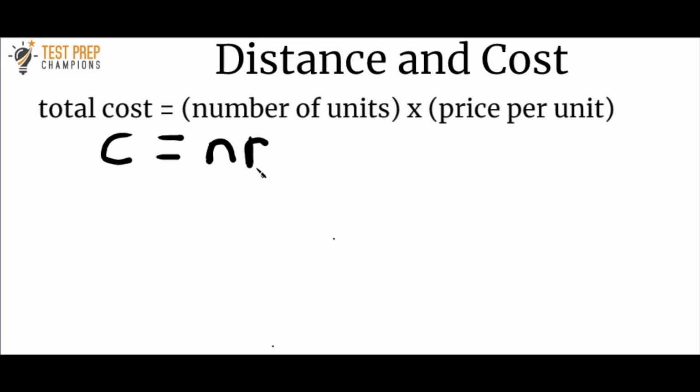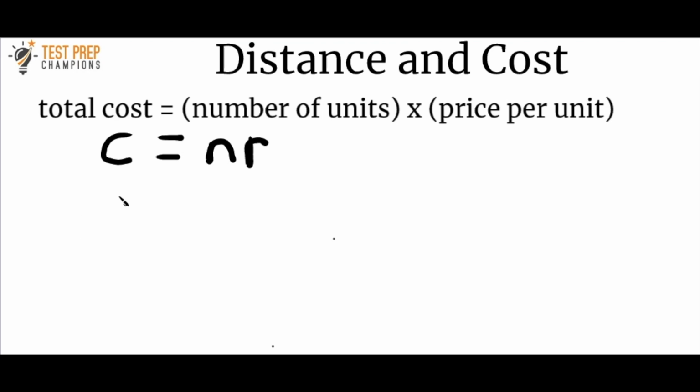Now let's look at cost here. The good news is that if you understood distance, cost is the same exact thing. The formula is just a little different here. So total cost equals number of units times price per unit. So it's different in that C equals N R, and all of these variables, C, N, and R, stand for different things than in the distance formula, obviously, but the basic principles are exactly the same. So the number of units and the price per unit.